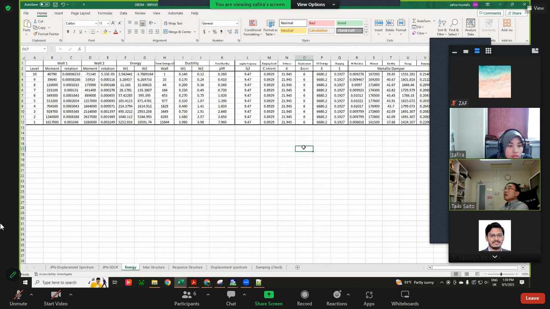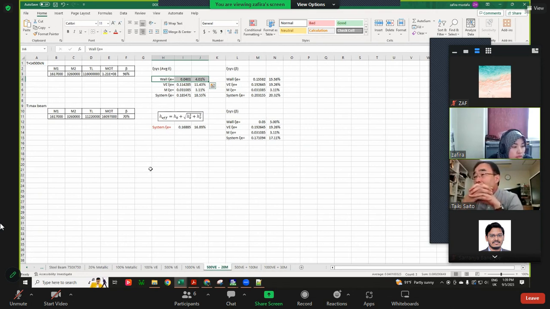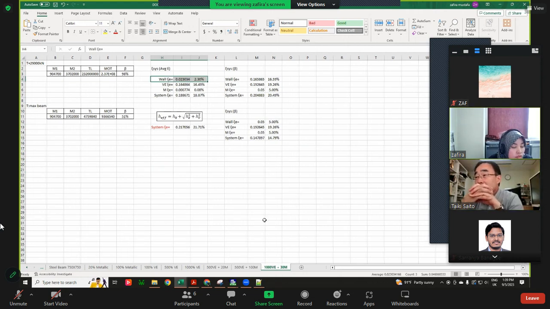How much is the coupling ratio, the degree of coupling, for a building with viscoelastic dampers? This one is around 50-70%, so it doesn't change so much. And this one is 65, and this one is 50%.